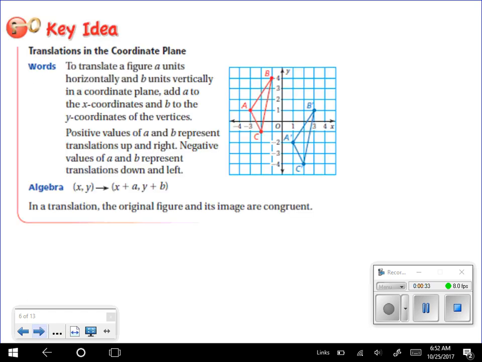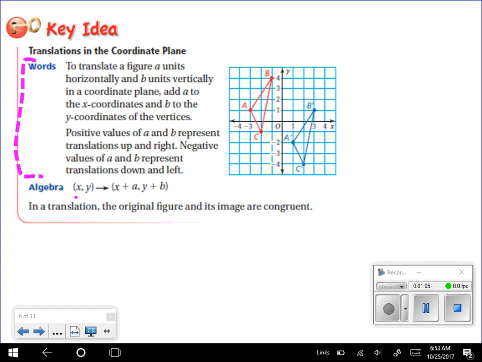So let's look at the definition. Translation in the coordinate plane. So I would like you to write this down. It says to translate a figure A units horizontally and B units vertically in a coordinate plane, add A to the x coordinate and B to the y coordinates of the vertices. Positive values of A and B represent translations up and right. Negative values of A and B represent translations down and left.